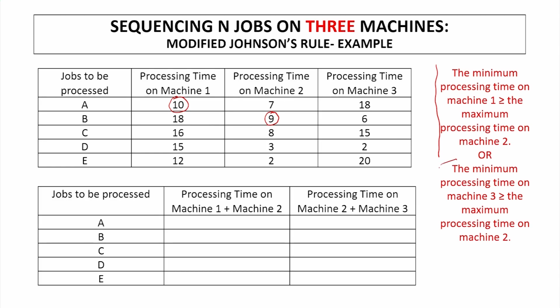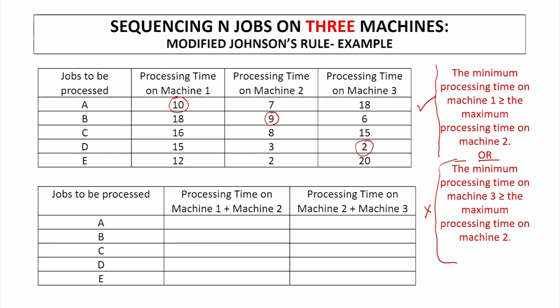Let us see for this whether this condition is met or not. The minimum processing time on machine 3 is 2. Now, this is not greater than this, but our requirement is that out of the 2, at least one should be met. So, in our case the first condition is met, the second is not met, but even then we can apply the modified Johnson's rule, because it requires that out of the 2 any one should be met or both should be met.